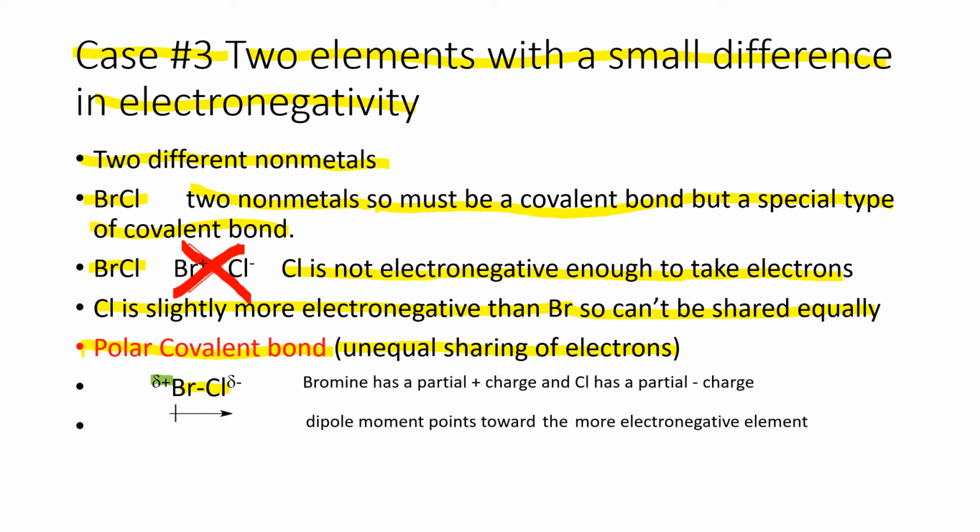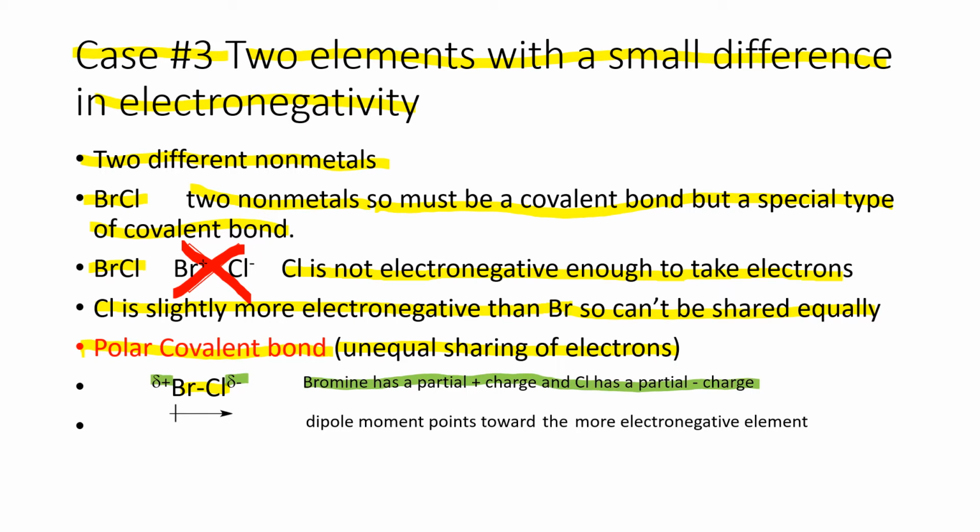On the other side, chlorine has that delta minus, that partial negative charge. So we see bromine coming in with a partial positive and chlorine with a partial negative charge. This is just a tiny, tiny, tiny charge buildup that occurs between here. These aren't ions. All this means is a partial charge buildup. Because the chlorine wants them a little bit more than the bromine, the electrons spend slightly more time closer to the chlorine than they will the bromine.